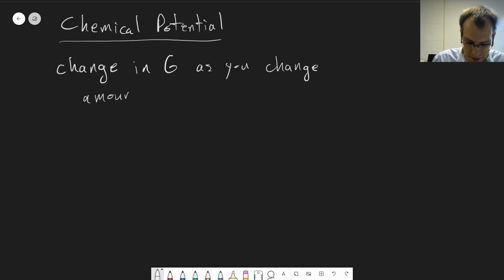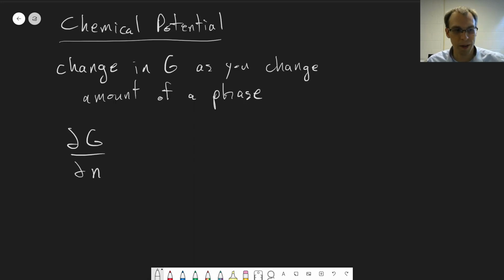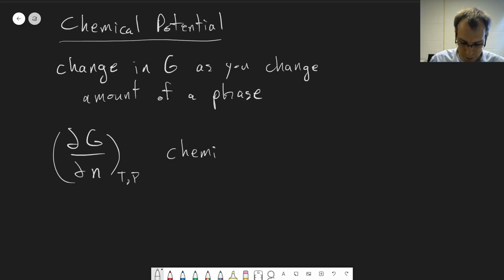And here we're not actually talking about a specific substance, but the amount of a substance in a particular phase for this example. So amount of a phase. Now we're looking at how G changes with the number of moles of something, right? And so this partial derivative, where we hold everything else constant, so constant temperature and pressure, is what we call a chemical potential.